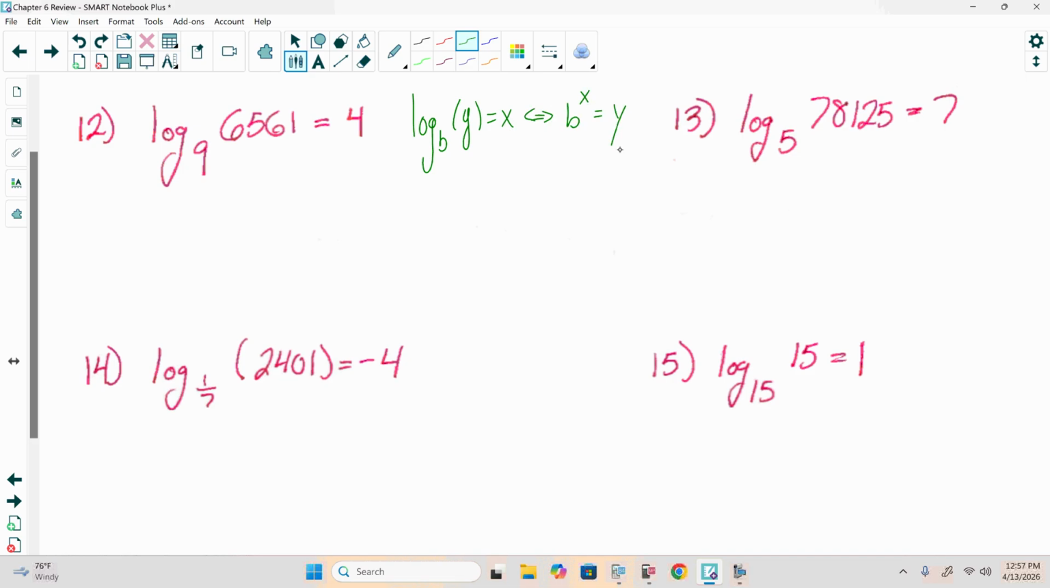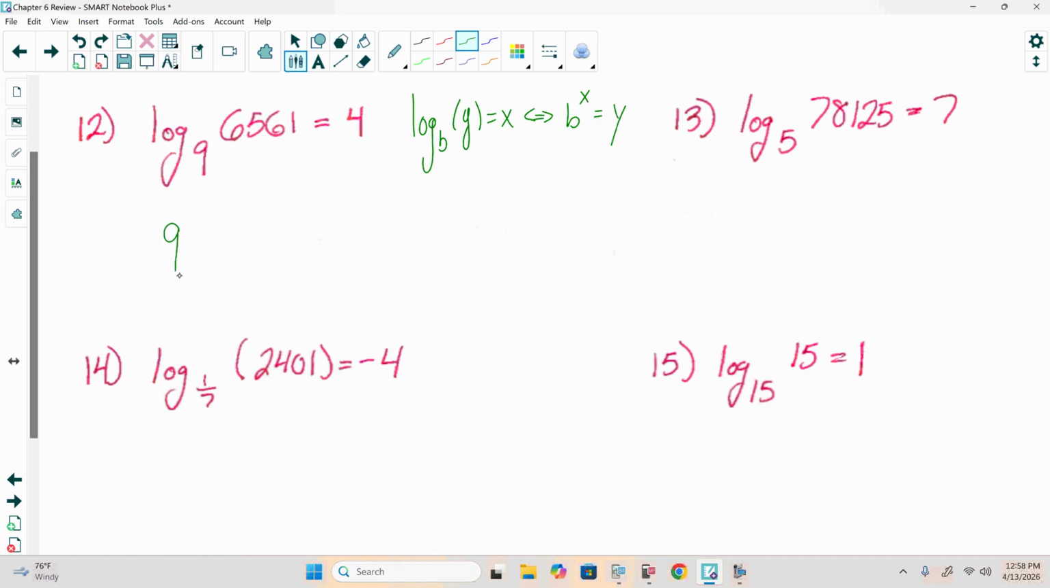So 12 through 19, we want to rewrite each of these equations from logarithmic form to exponential form. One of the ways that we can do this is our switching method. Log base b of y equals x, if and only if b to the x is equal to y. In our first case here, log base 9 of 6,561 is equal to 4.